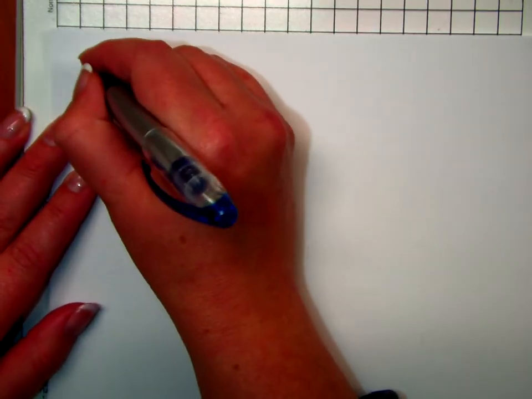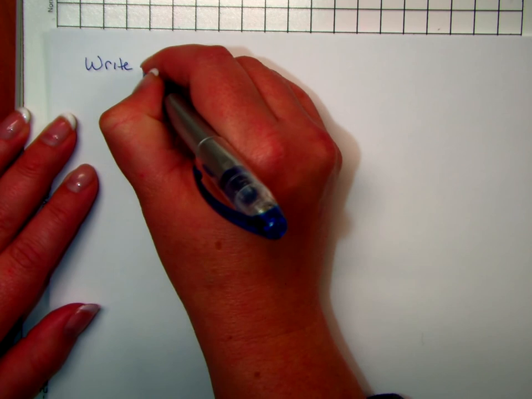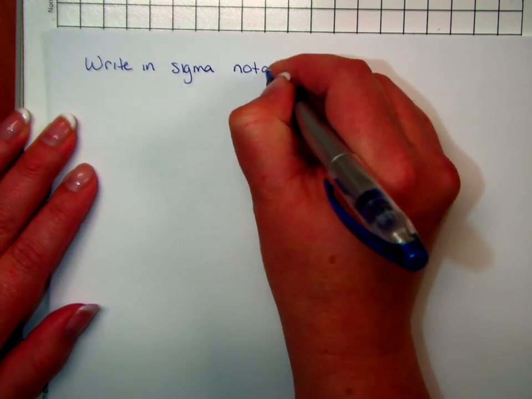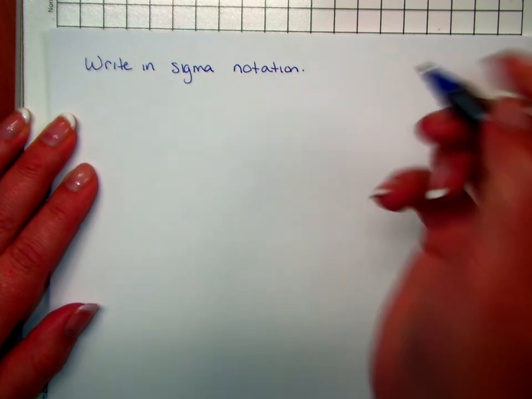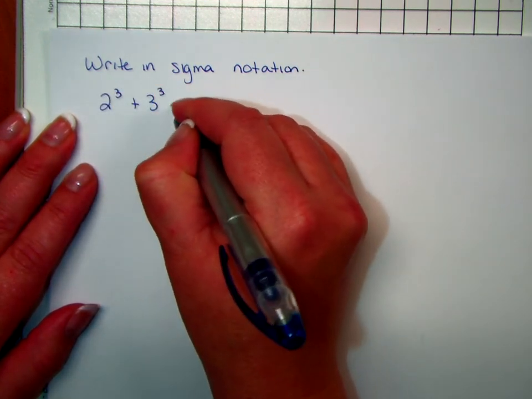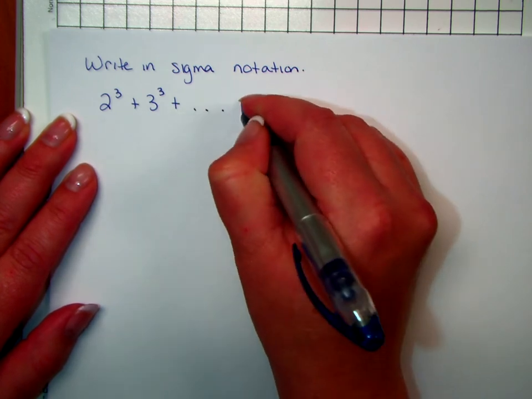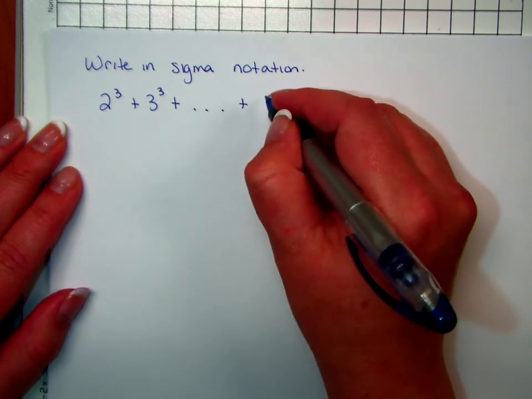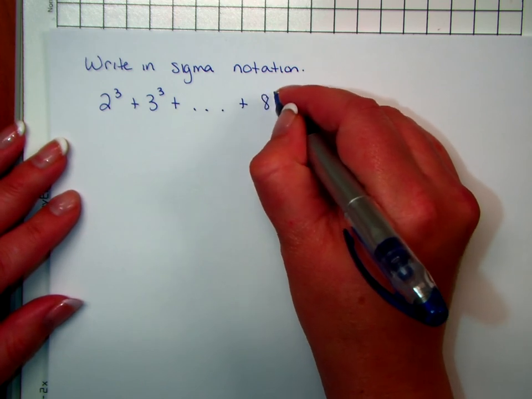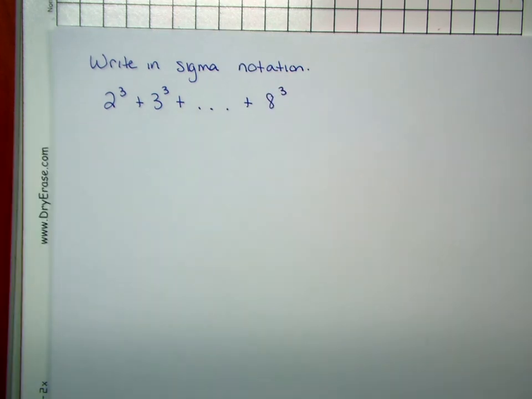All right, so now I want to give you a summation, and then you write it in sigma notation. So we're looking at 2 cubed plus 3 cubed plus all the way to, let's just do 8 cubed, right?